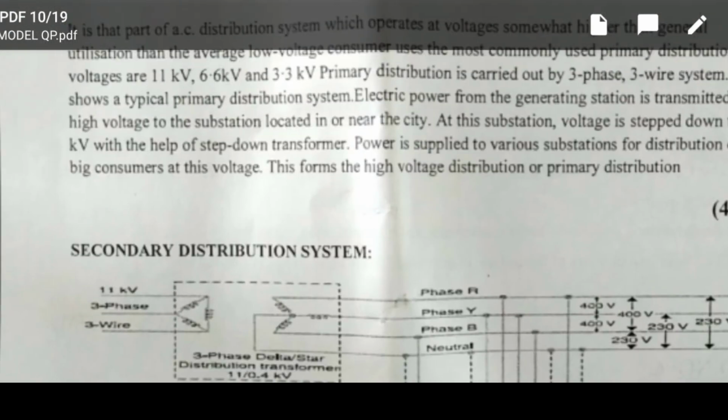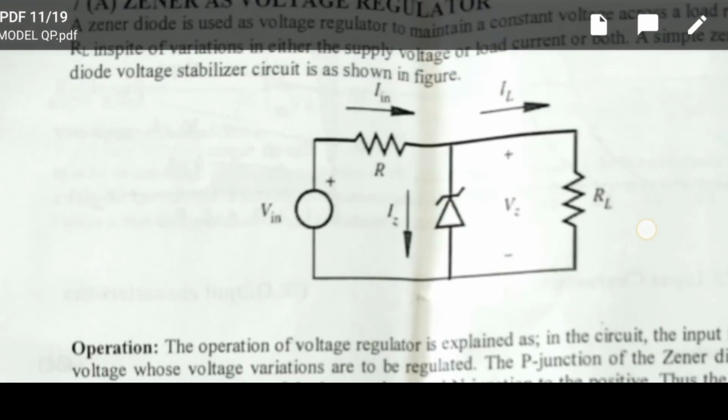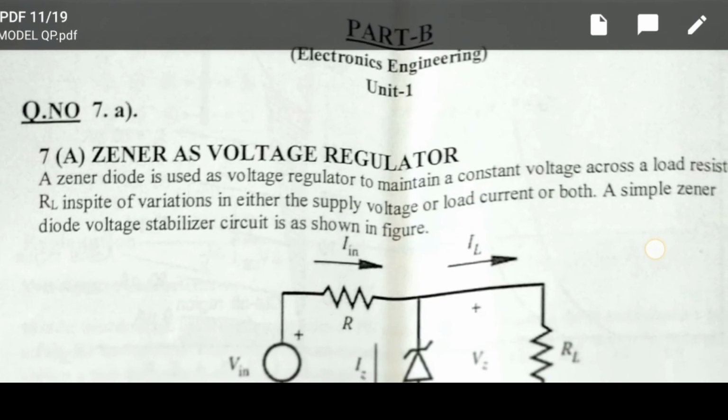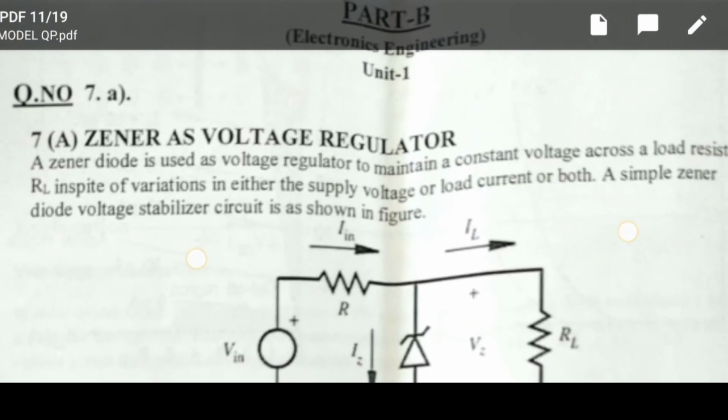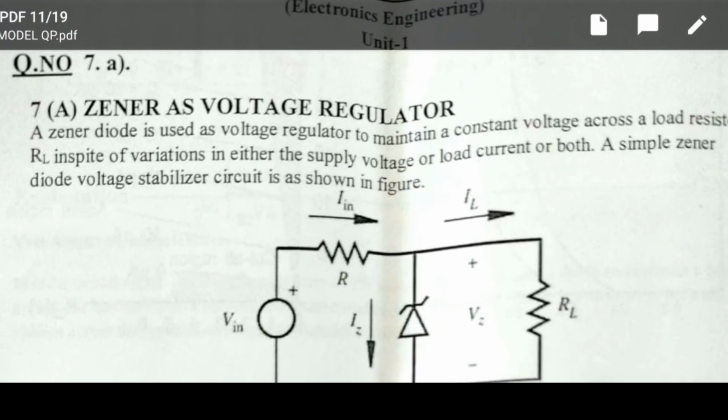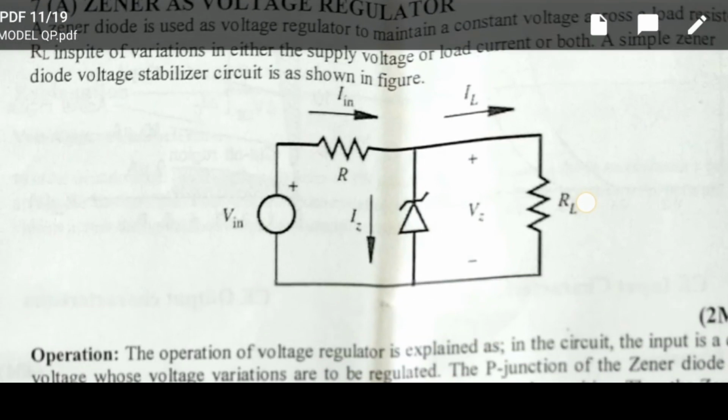Coming to the electronics part, part B, electronics part. Why does a Zener diode act as a voltage regulator? That is the question. A Zener diode is used as a voltage regulator because the Zener diode is a special diode. It gives a constant voltage across the load resistor. It acts as a voltage regulator.